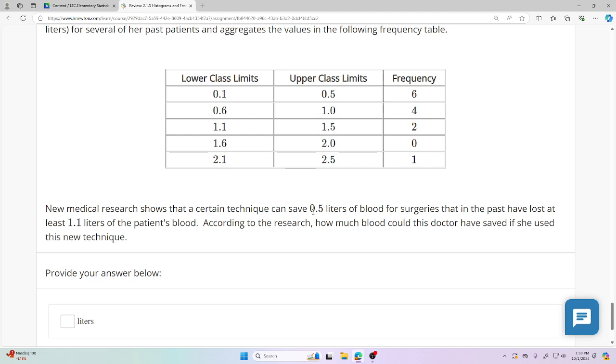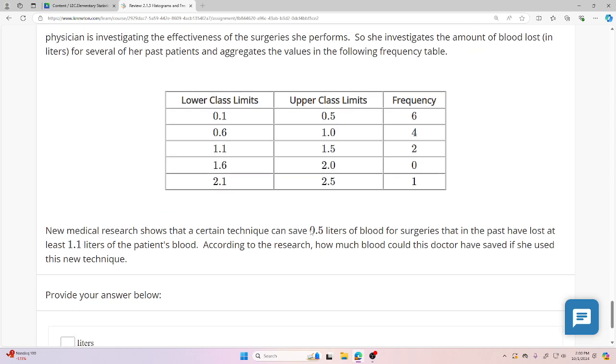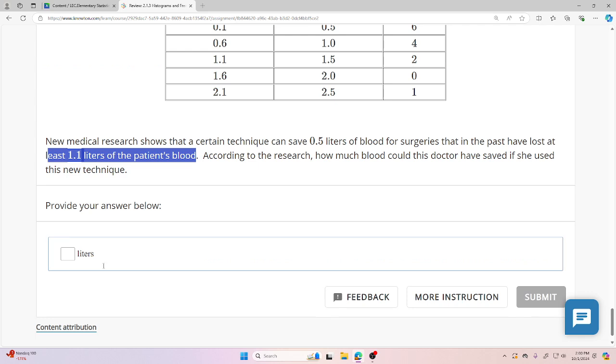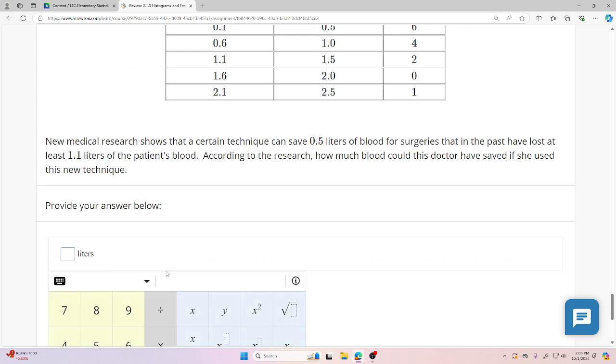Shows a certain technique to save this much and at least that much. How much blood if it saved new technique? I think they're just saying from this to that, so it would be the 0.5 to 1.1. No. At least, okay, I'm just rereading it here. So it saves half a liter of blood that have lost at least this much. And so that would be the 1.1 and onwards, right? So that would be 3 people. 3 people times 0.5 is 1.5. So half a liter each.